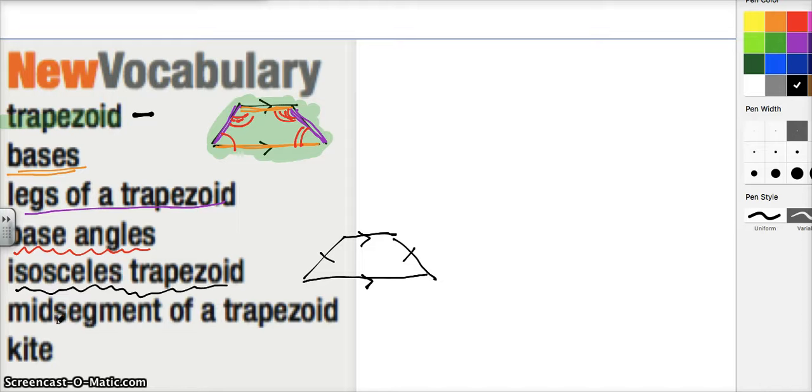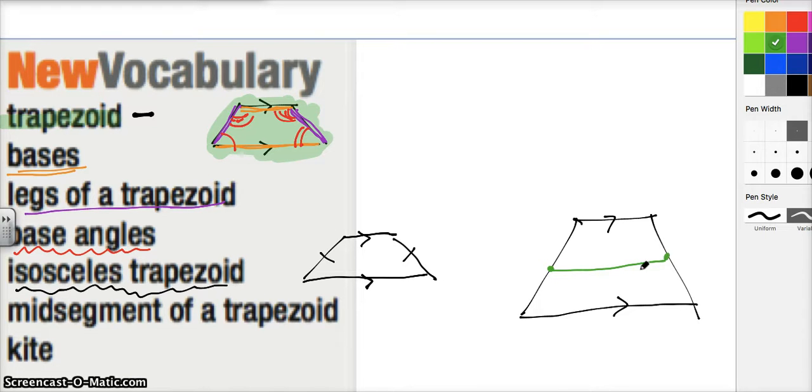And the mid segment of a trapezoid refers to, let me draw a larger trapezoid here. If I have this guy and here are my bases that are parallel to one another, the mid segment is going to refer to the segment that connects the midpoints of the legs. Boom. This would be the mid segment, and it would happen to be parallel, and some other really cool results happen as a result of getting the mid segment of a trapezoid.